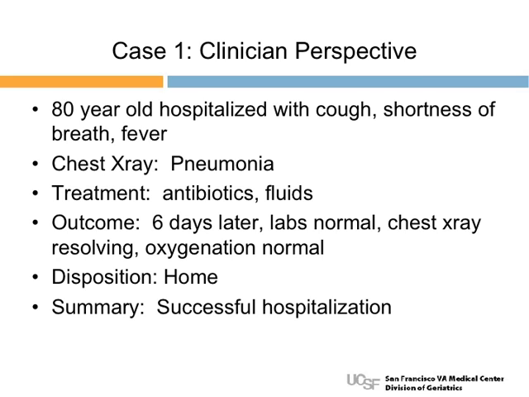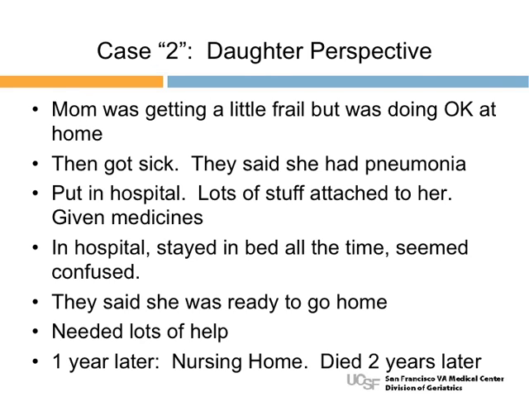So how might the daughter present this? Mom was getting a little frail. She was living alone at home, but was generally doing okay. She had a fall about a year ago, and I was there maybe to help her once or twice a week, but she was doing okay. She was actually managing at home and doing things like going to church and going to her bridge club, things that she really liked to do.